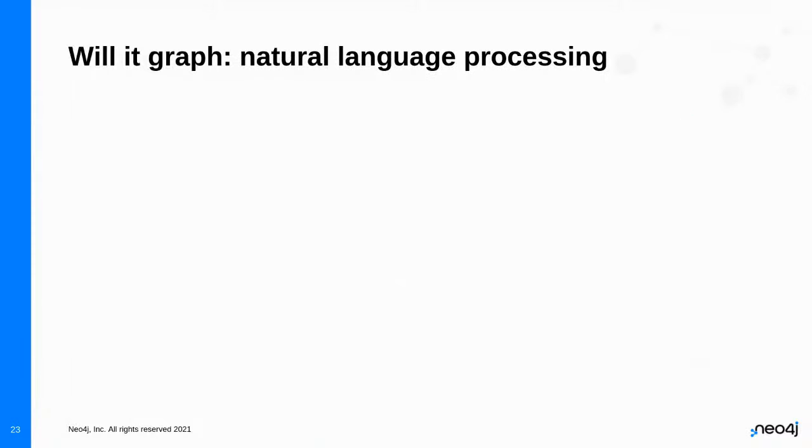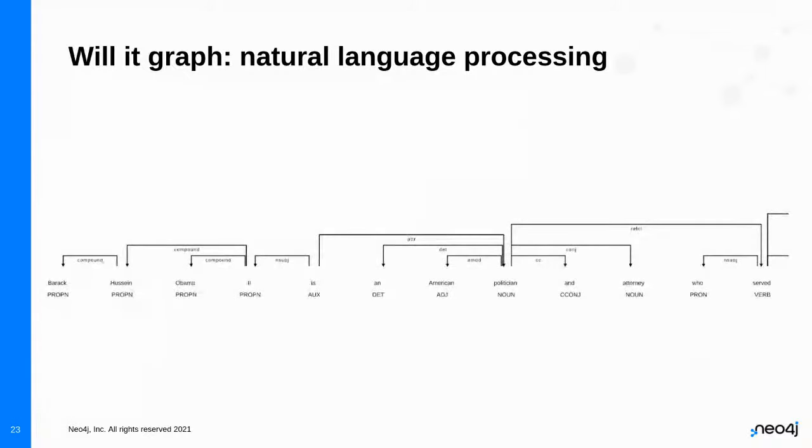Now, this is a fun one, natural language processing. Y'all have probably figured out that all of my will it graph examples, of which this is the last one, the answer is yes. But how? How is natural language processing a graph problem? Well, I'm glad you asked. This is pretty small here, and the point isn't that you can read it. The point is to understand the relationships here.